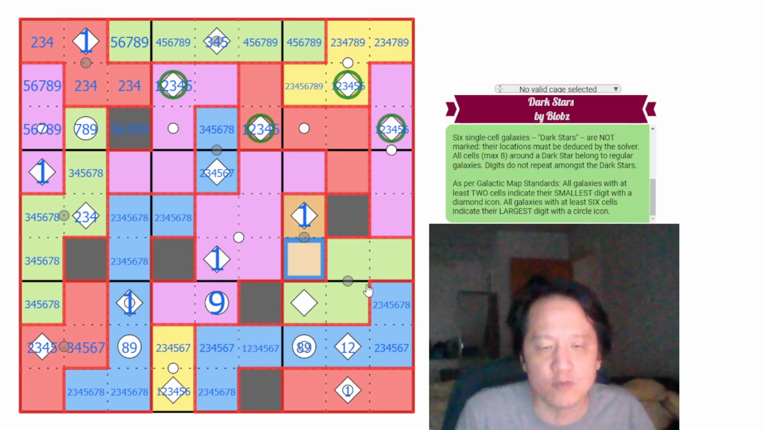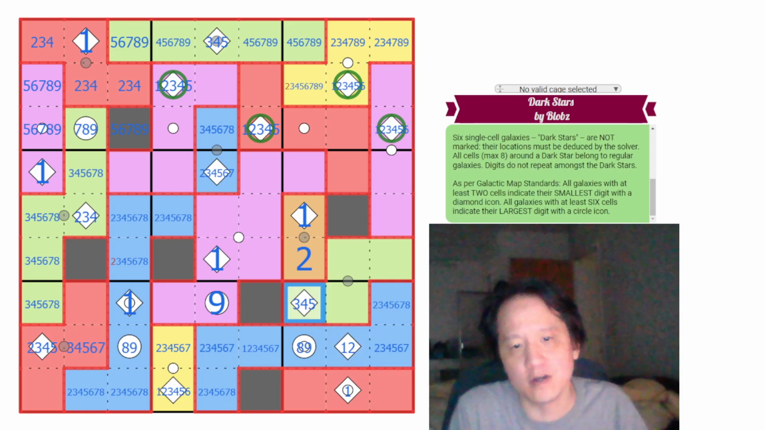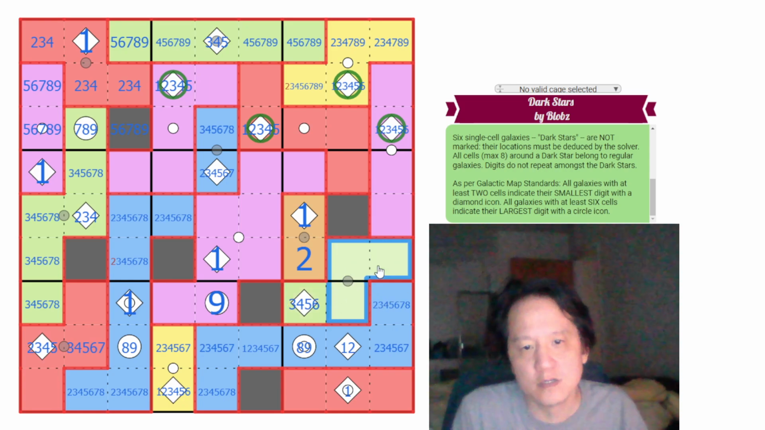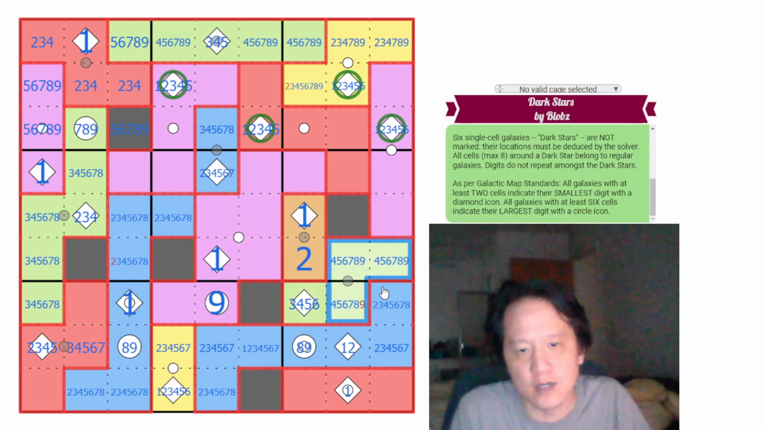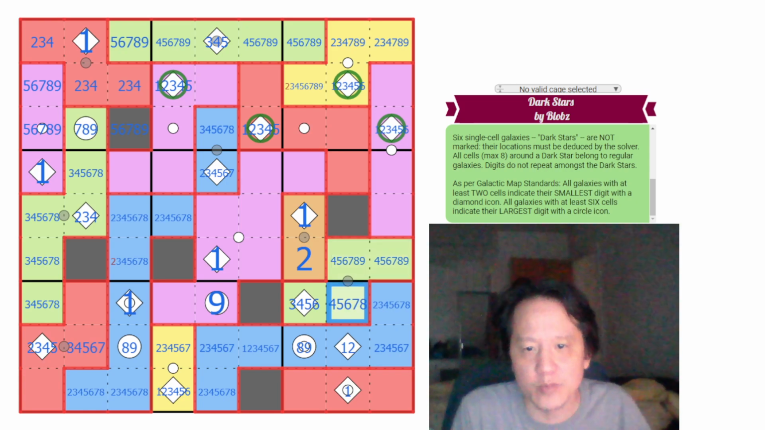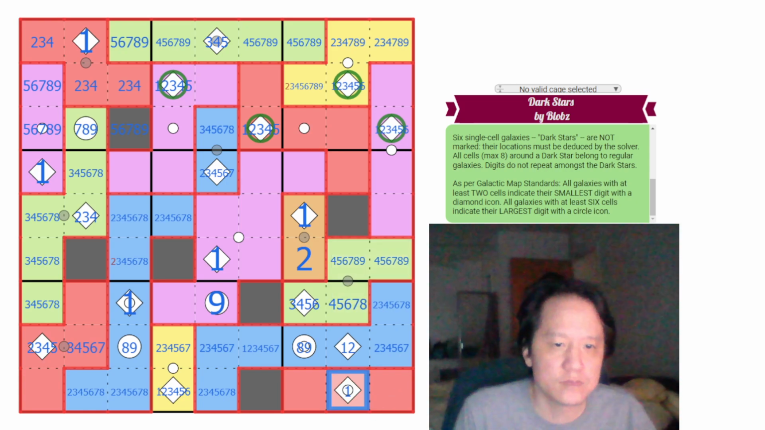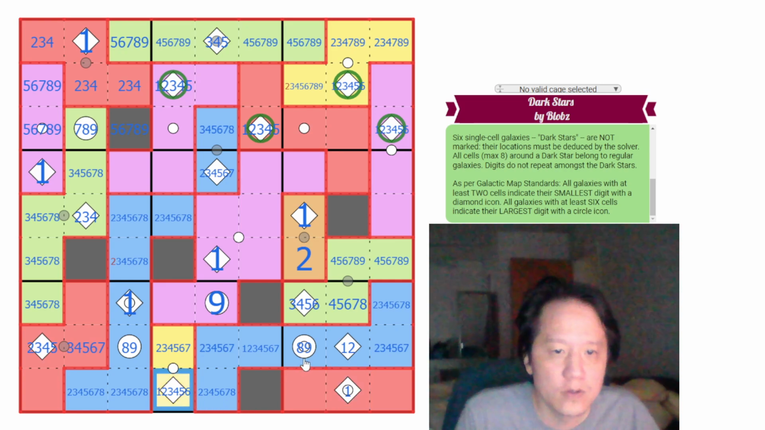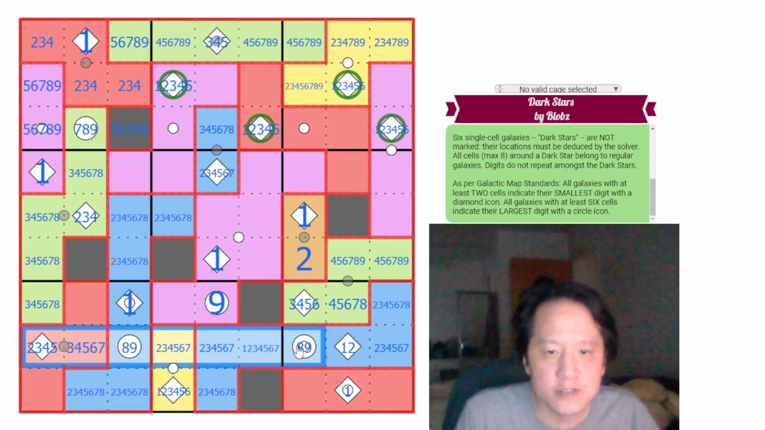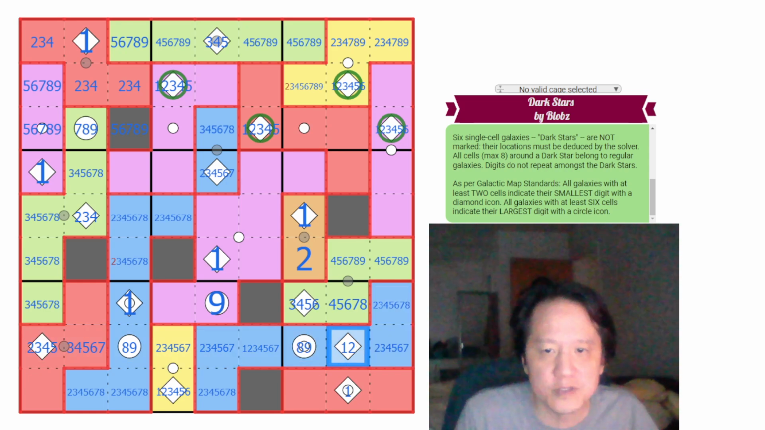So this is Renban, so that's 2. So this can't be 1 or 2. So this is 3, 4, 5, 6. And this is 4, 5, 6, 7, 8, 9. And the 9 cannot be here. So this can't be 1. This can't be 1. This can't be 1. So this has to be the 1.